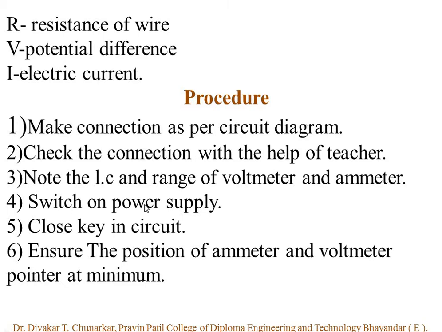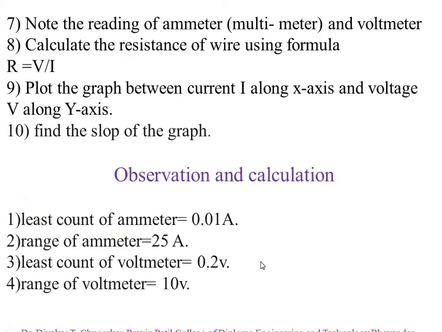Then switch on the power supply. Power supply is like a battery. Close the key in the circuit. Ensure the ammeter and voltmeter pointers are at their minimum positions, keep in mind. Note the readings of the ammeter, multimeter and voltmeter and calculate the resistance of the wire using the formula R equals V by I.